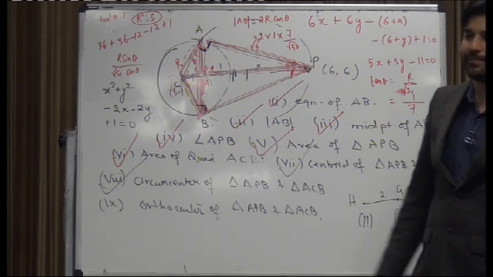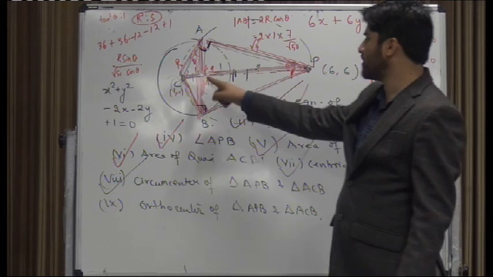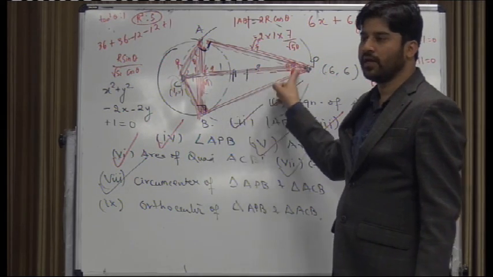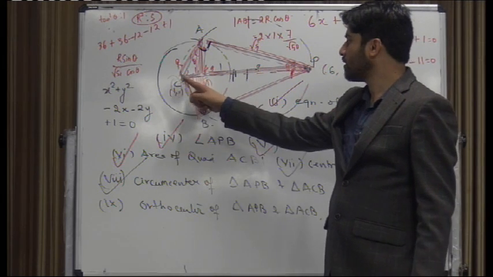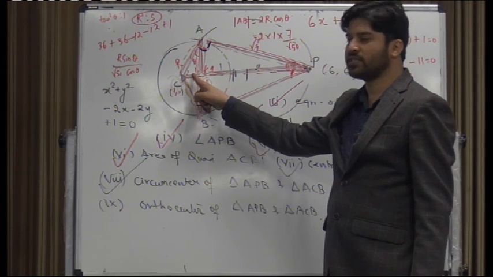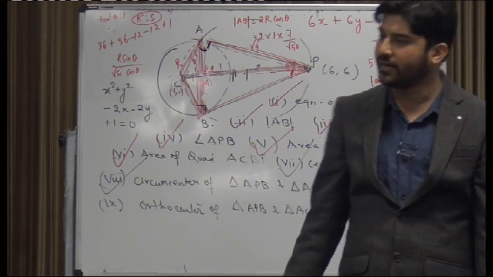Centroid of triangle APB. I don't have to find AB again. I just know this is my M, this is my P. And PG by GM would be 2:1, direct. This is my C, this is my M, this is G. CG by GM would be 2:1. I know my C, I know my M, right? Okay, good.